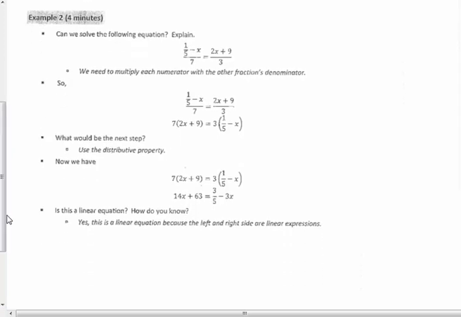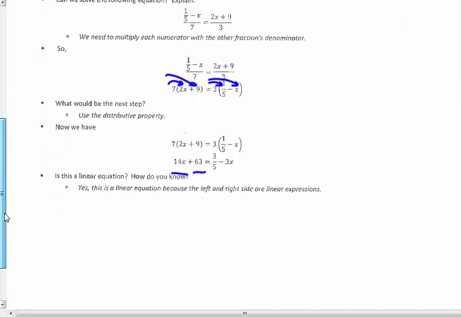Can we solve this equation? So again, we need to multiply each numerator by the other fraction's denominator, the product of the means equaling the product of the extremes. So 7 distributes to the 2x plus 9, and the 3 distributes to the 1/5 and negative x. So you get 14x plus 63. Does it equal 3/5 x minus 3x? Yes, this is a linear equation because there are linear expressions on either side of the equation.